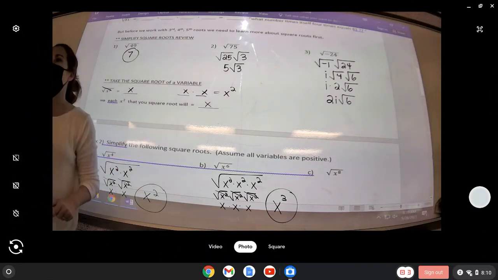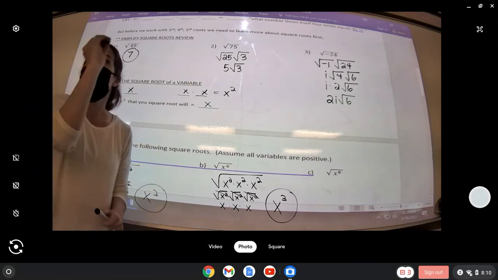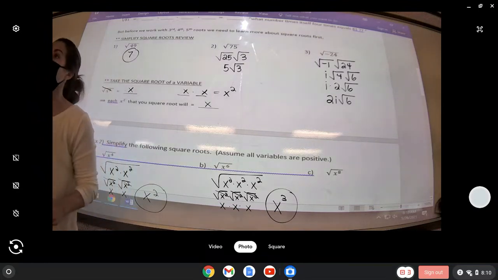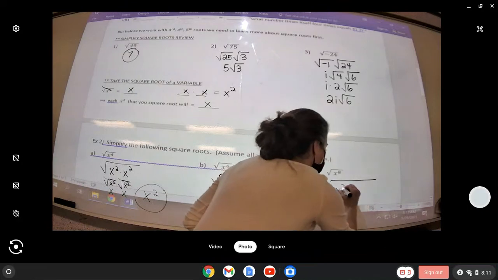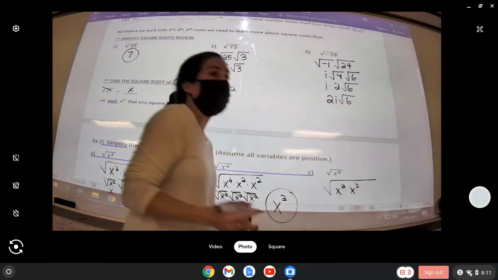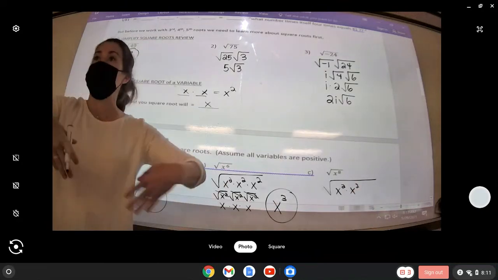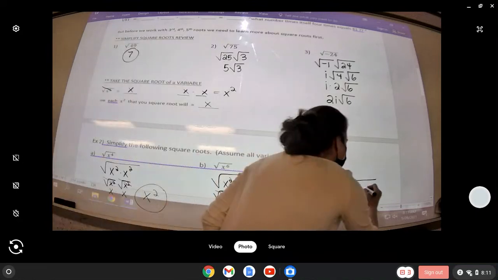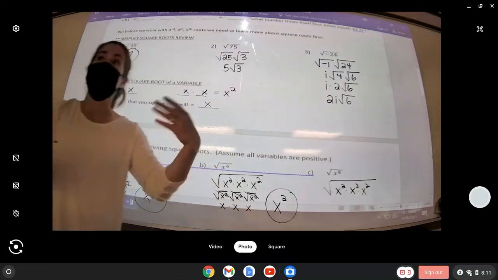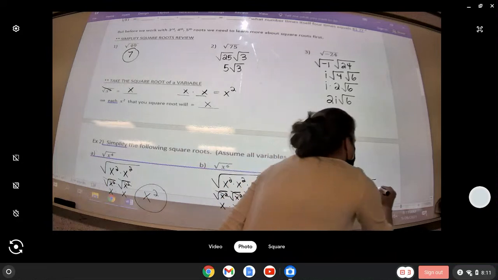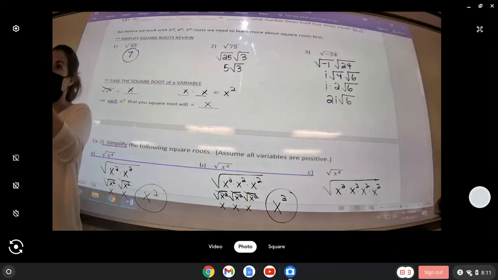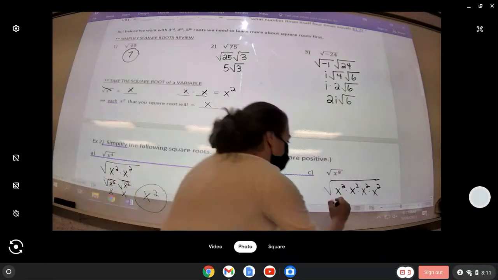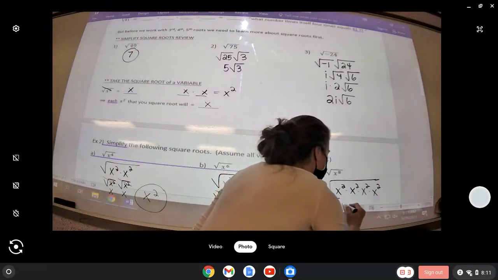If you have to take the square root of x to the eighth, how many x squareds can you make from x to the eighth? Let's see. It's going to be x squared times x squared. That only gets me x to the fourth, so keep going. Keep giving yourself x squareds. All right, that gets me x to the sixth. One more, and now I have x to the eighth. 2 plus 2 plus 2 plus 2. All right, so if we square root all of them, we're going to get all these x's.